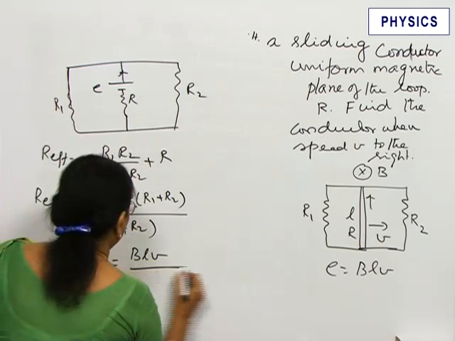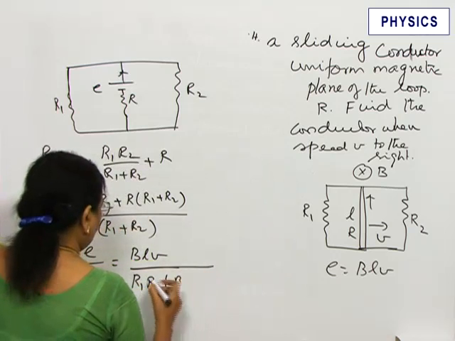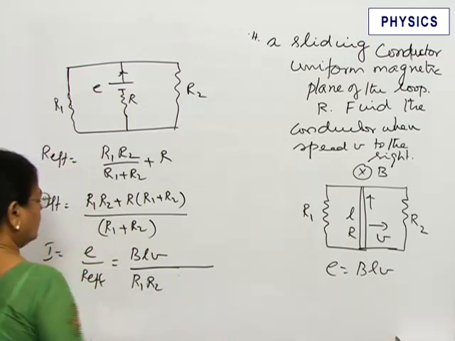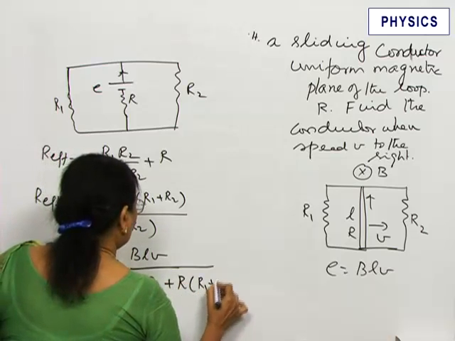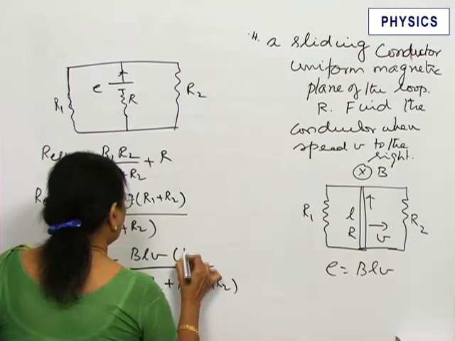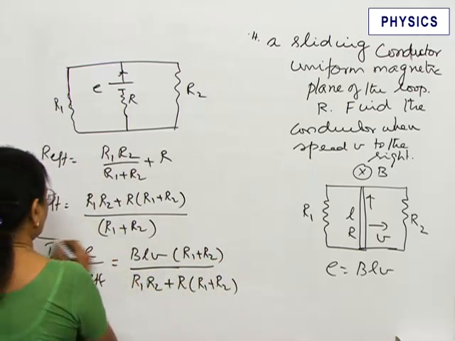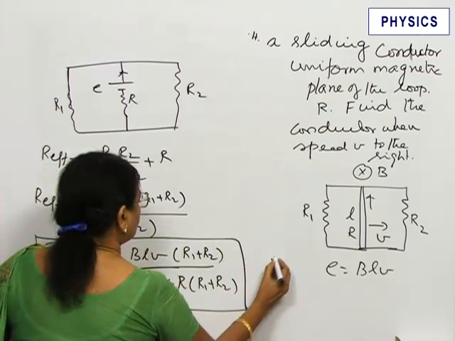Substituting R effective from the above formula, we get R1 R2 plus R into R1 plus R2. The denominator R1 plus R2 will go to the numerator. Now compare all the options given. We find that the correct option is A.